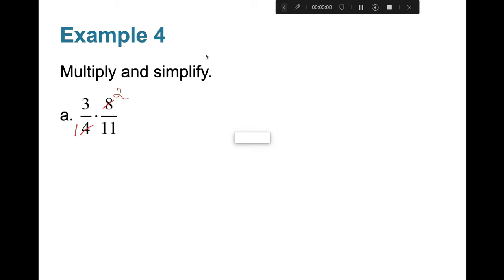When we cross cancel, it can help us because if we were to multiply this across, it would be 24/44ths, and then we would have to reduce from there. But when we cross cancel, we can just automatically know that it is 6/11.